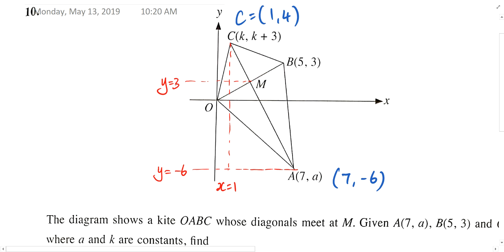Tell me the equation of this horizontal line over here. Y equals to 3. What about this line over here? 3 over 2. And then the x coordinate for M, what is that? 5 over 2. Okay, do you think this helps you?